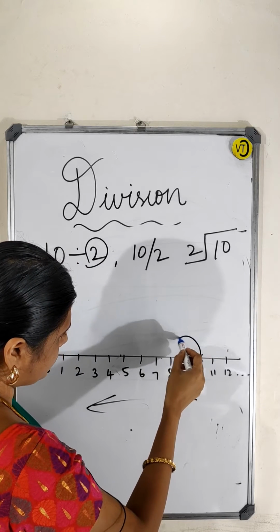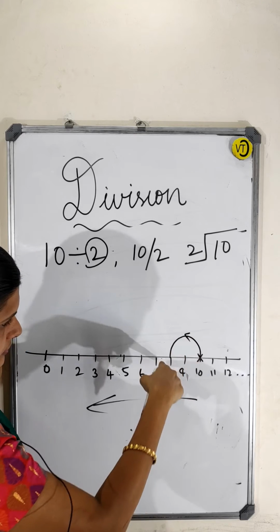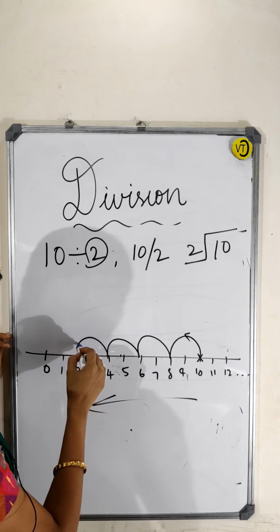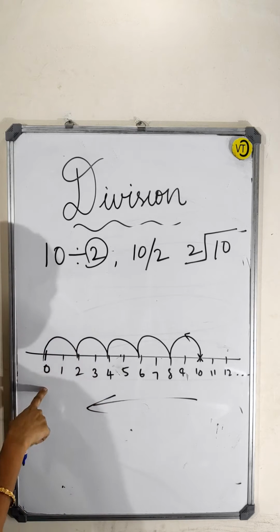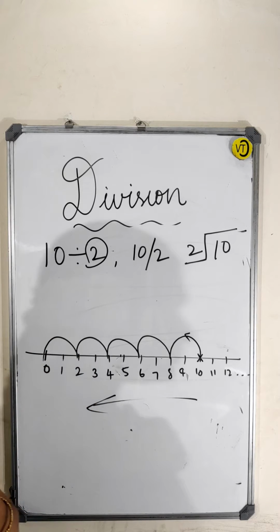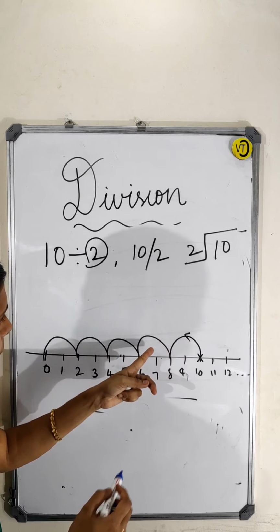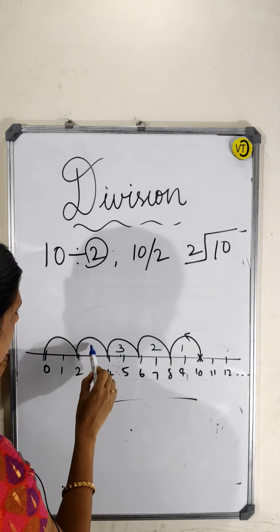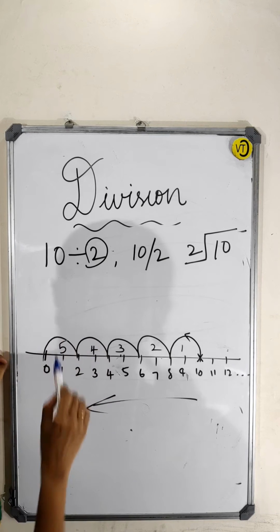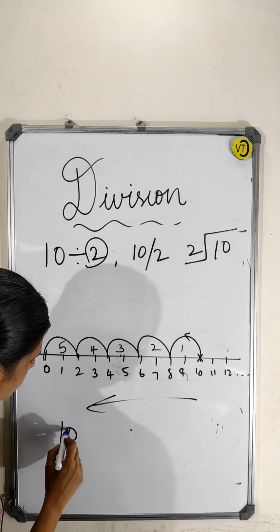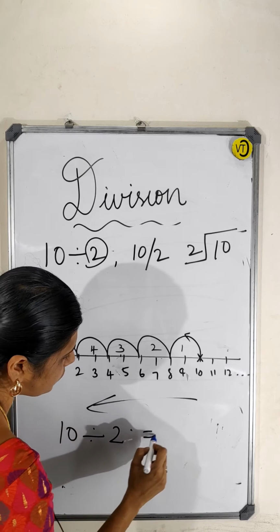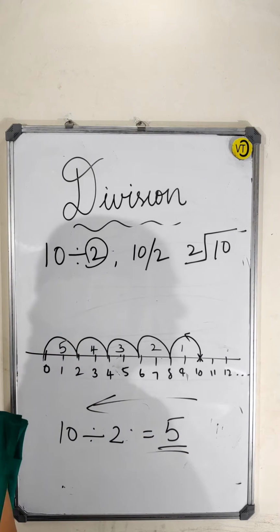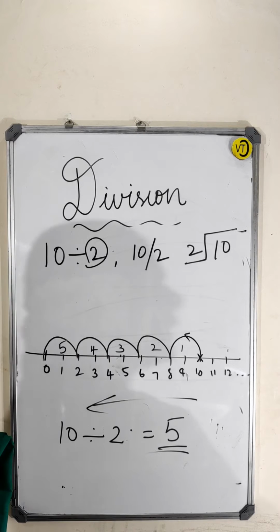So skip like 2. This is 1 time, again 2, again 3, again 4, again 5. You reached 0 now. How many times did you jump? 1, 2, 3, 4, 5. 5 times you jumped. So 10 divided by 2 equal to 5 is your answer. You got it? Yes. 10 by 2 is what? 5 now.